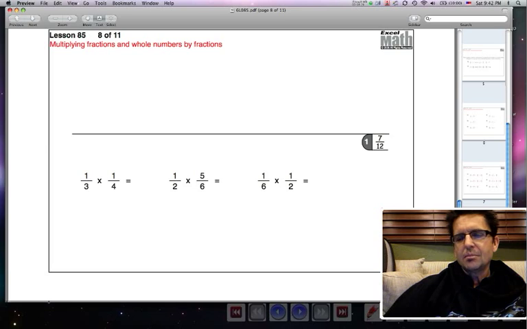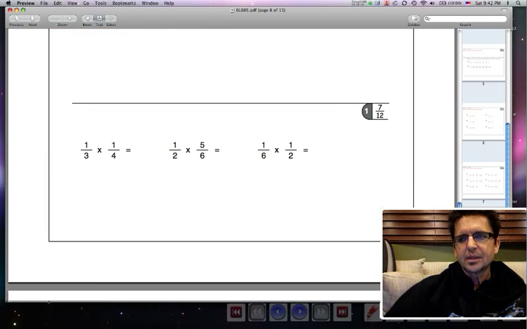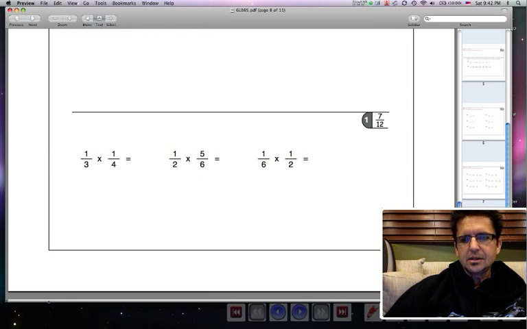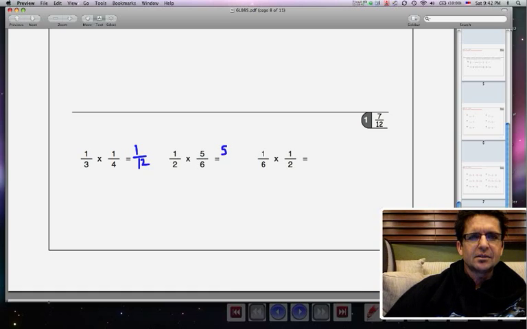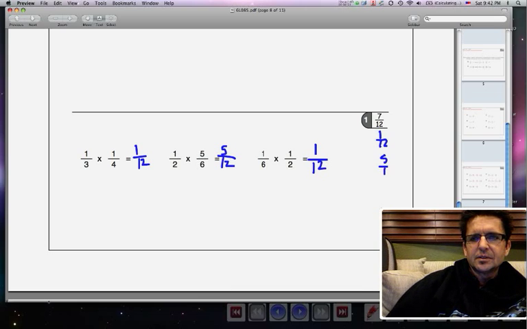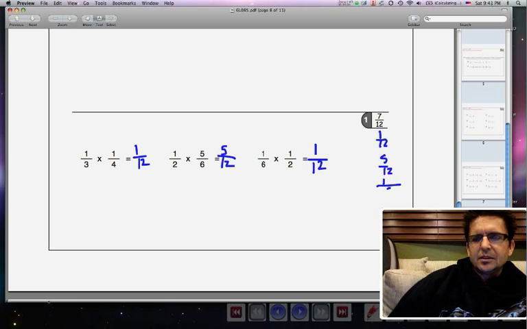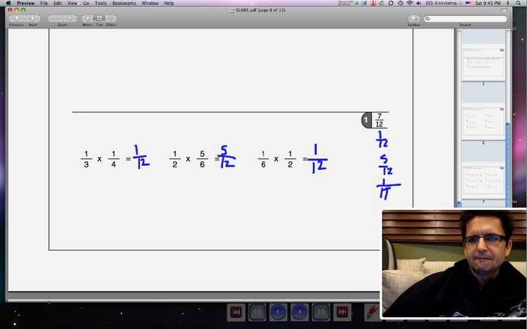Okay, here's a box with check answer. Go ahead and do these 3 problems and pause the video, turn it back on when you're ready to see the solution. All right, and 1 times 1 is 1, 3 times 4 is 12, 1 times 5 is 5, 2 times 6 is 12, 1 times 1 is 1, 6 times 2 is 12, so we have 1/12, 5/12, and 1/12, and when you add all those together, you get 7/12.